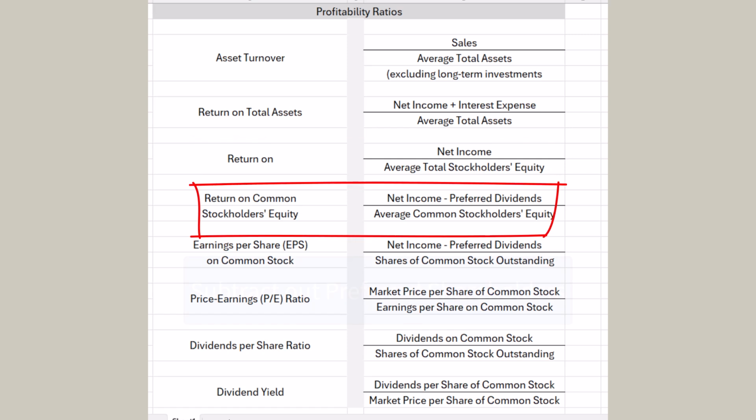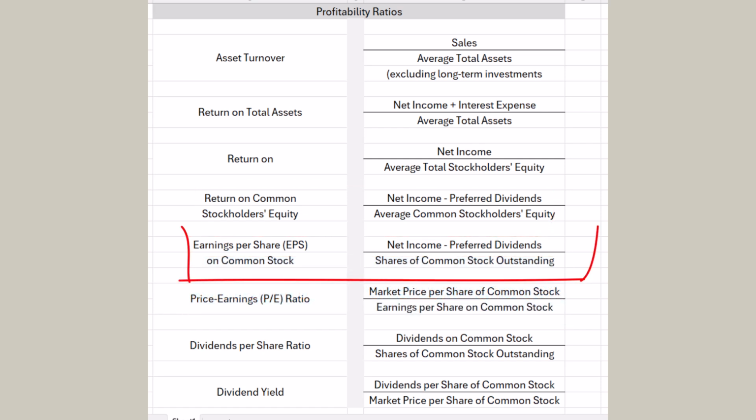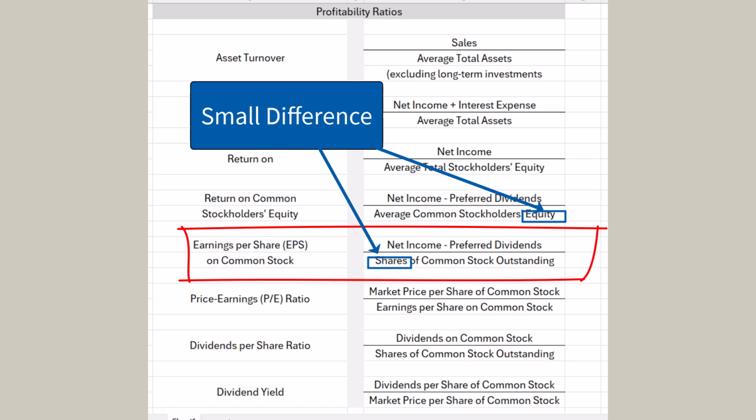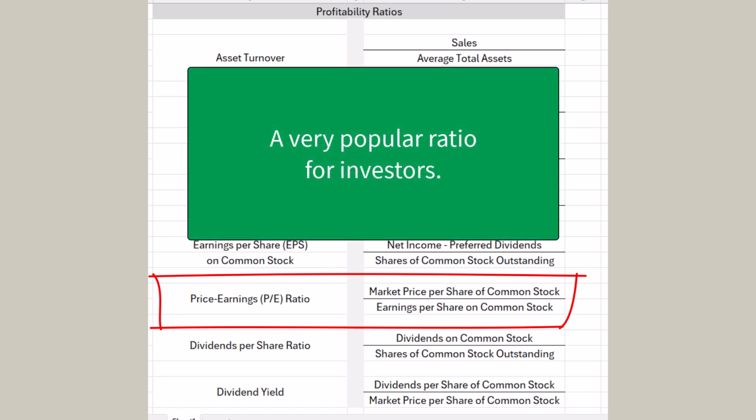The return on common stockholders' equity removes all of the preferred stockholder data from the equation. The price-earnings ratio measures how much investors are willing to pay to purchase $1 of this year's net income. In other words, the price-earnings ratio indicates investors' opinions about the future growth potential. The higher the price-earnings ratio, the more investors believe that future net income will grow.